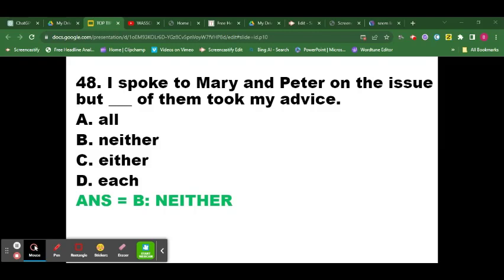And this has to do with the use of correlatives. Neither is used to refer to two persons when you are saying none of the two. Okay, all is used to refer to many persons or things, while either is used to refer to two persons when you are saying one of them did something. Then each can be used to refer to a number of persons or things when you are saying every one of them. So the correct thing here is I spoke to Mary and Peter on the issue, but neither of them took my advice, because you are referring to two persons, okay? That's the correct correlative to refer to two persons.